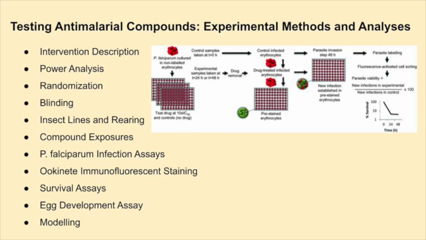Okay, so now I'm going to talk about testing the anti-malarial compounds, the experimental methods, and analysis. The intervention described in this study involved conducting experiments in order to assess the effectiveness of certain compounds in reducing malaria transmission by Anopheles gambiae mosquitoes. To ensure the robustness of their experimental design, they conducted a power analysis in order to determine the minimum sample sizes required to detect reductions in both oocyst intensity and prevalence.